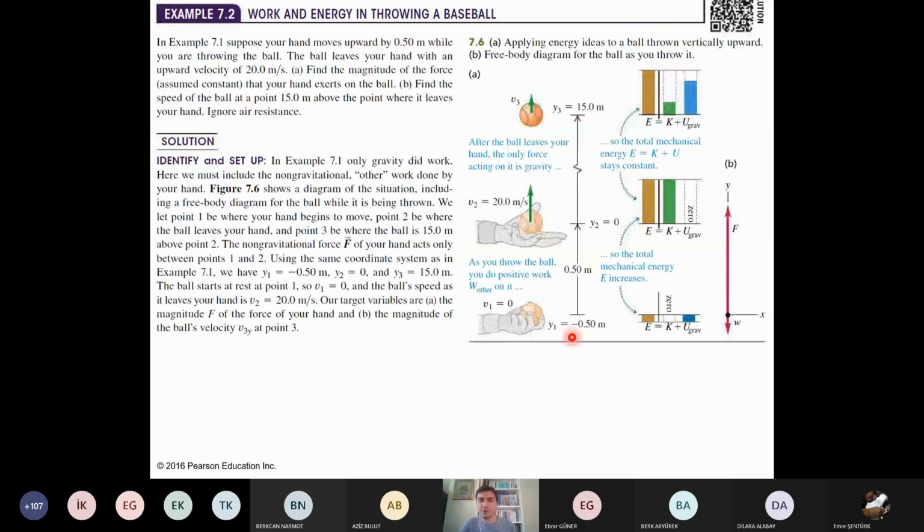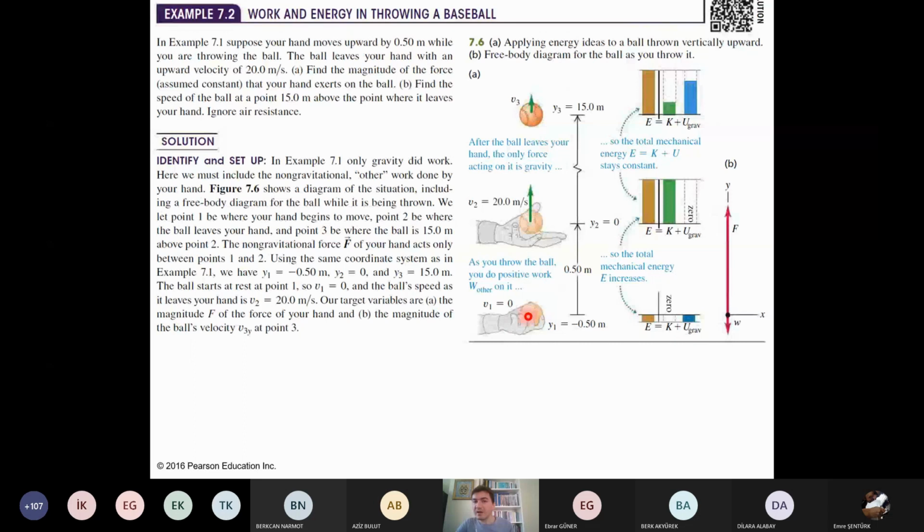Now let's discuss the energy of the ball. Here on the right side, I again have colored energy columns. This is the total mechanical energy. This is the kinetic energy of the baseball. This is the gravitational potential energy of the baseball. What about the kinetic energy of the baseball here? It is 0 because the velocity is 0. What about the gravitational potential energy of the baseball here?